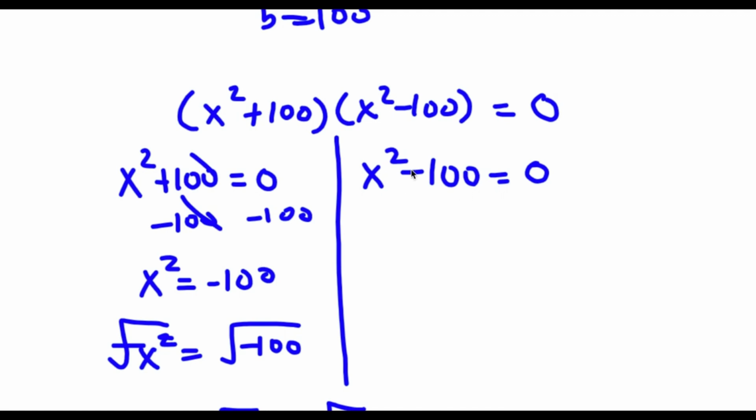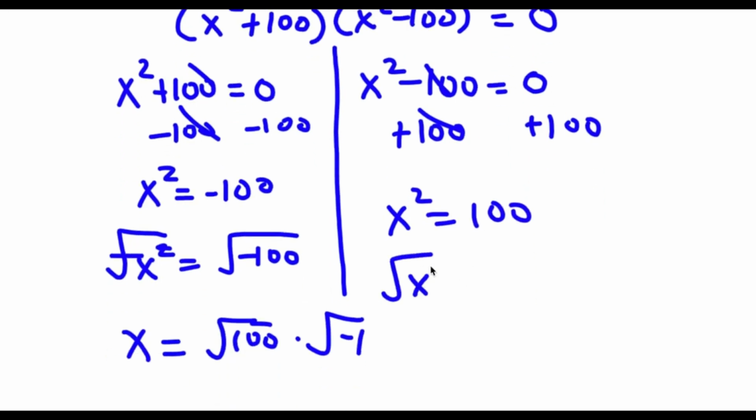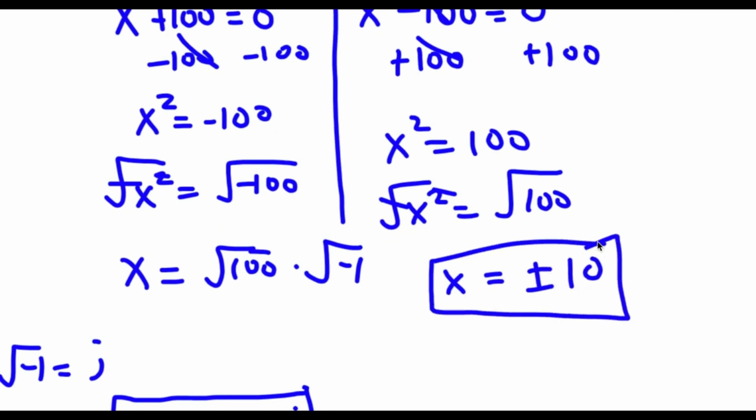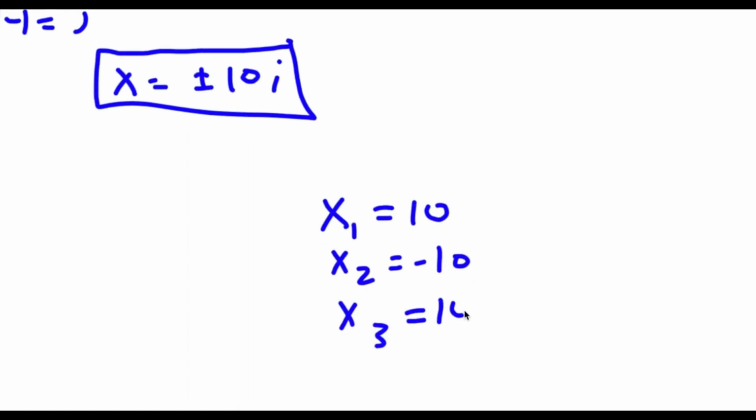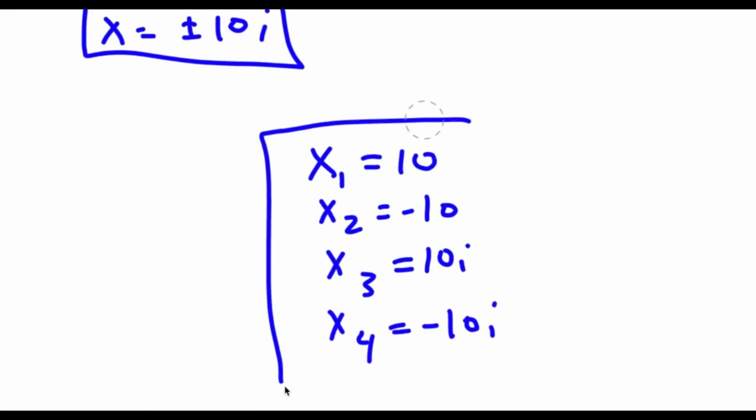So now for x squared minus 100 equals 0, I'm going to first start by adding 100 on both sides, so that these two cancel out. Now I'll be left with x squared is equal to 100. Now I'm going to take the square root on both sides. These two cancel out, and I'm left with x is equal to the square root of 100, which is equal to positive or negative 10. So my four solutions to this problem are x equals 10, x equals negative 10, x equals 10i, and x equals negative 10i. So these are my solutions.